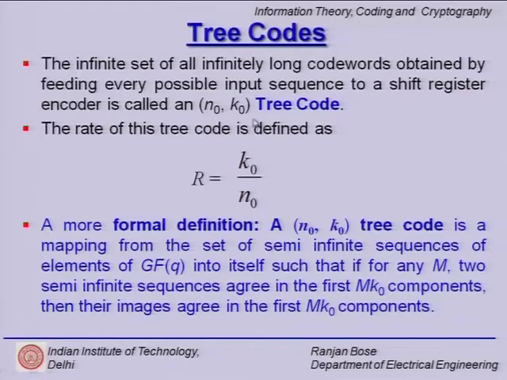So, we use n naught comma k naught, where n naught is the output frame and k naught is the information frame. So, code word frame n naught, information frame k naught, and the code rate will clearly be k naught over n naught, and you can have a more formal definition. A tree code is a mapping from a set of semi-infinite sequences of the elements of GF(q), because we are not necessarily limiting ourselves to binary, into itself, such that for any m, if two semi-infinite sequences agree in the first m k naught components, then the image will also agree in the first m k naught components.